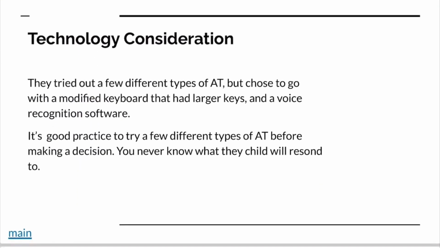So the next phase is the technology consideration. They tried out a few different types of AT, but chose to go with a modified keyboard that had larger keys and a voice recognition software. It's always good practice to try out different types of AT before making a decision, because you're never going to know what a child will respond to.